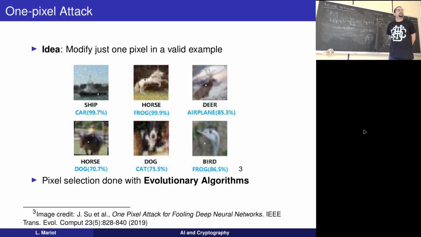So the question is, how do we select this magic pixel for doing this one pixel attack? And the selection of the pixel is done in this work by Su and others using evolutionary algorithms.